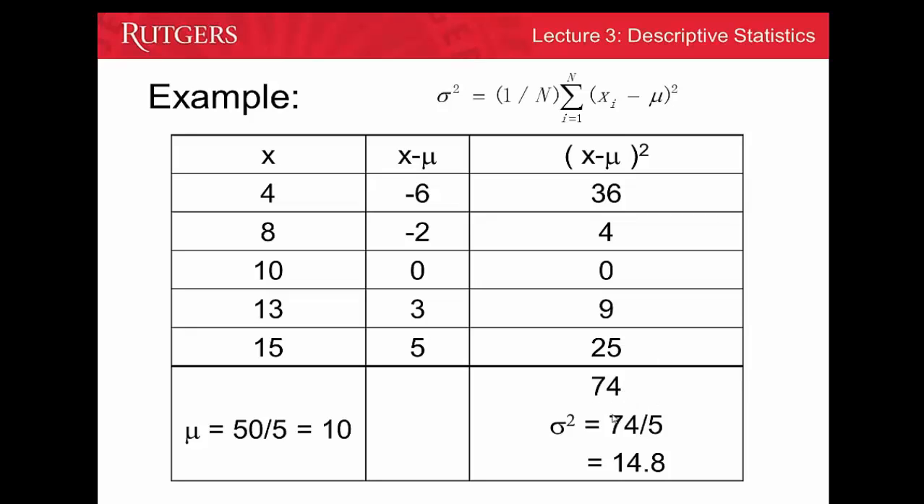And then we use this sum to divide the number of records, which equals to 5. So we use 74 divided by 5. Finally, we get the variance equals to 40.8.